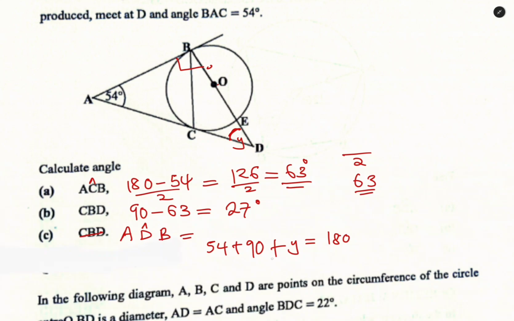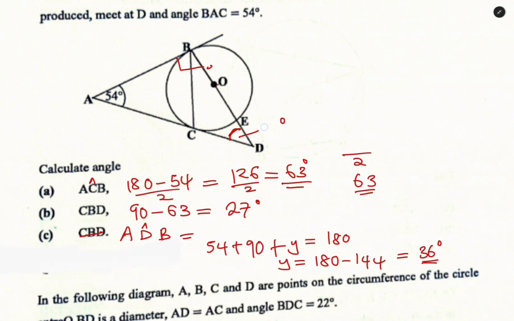Okay, so if we were to add 90 plus 54, it's going to give us 144. So y is equal to 180 minus 144, and this gives us 36 degrees. So this angle here is 36 degrees.